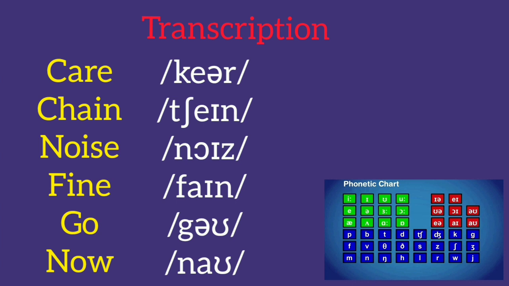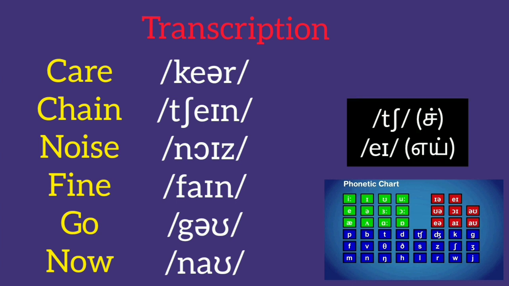In the word chain, the ich sound is changed to its phoneme ich, and the letters AI produces a sound of diphthongs A as it matches with the sound A. Hence its transcription is slash ich a slash.